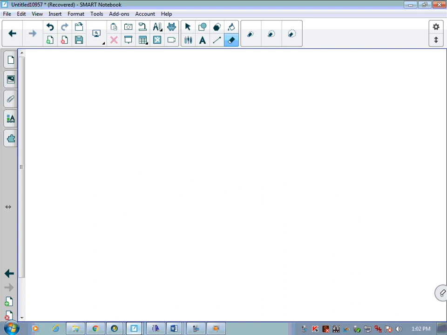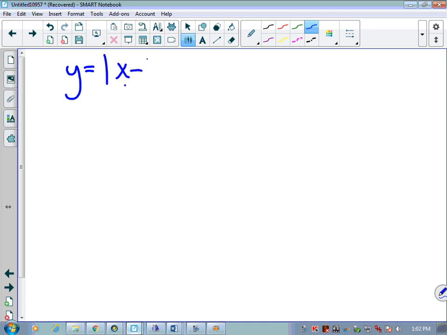All right, number 9, sketch the graph of each function. This first one on A comes down to y equals the absolute value of x minus 2, minus 3. So the first thing I'm going to do with an absolute value question is isolate the absolute value. Let me double check my notes.